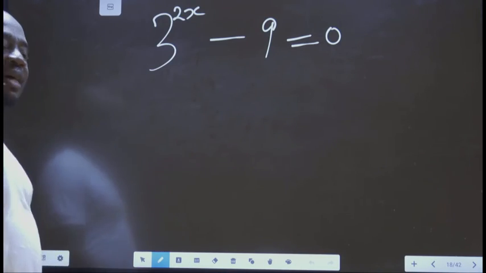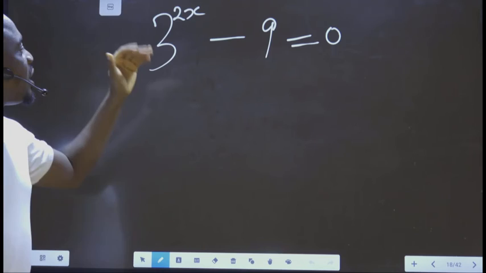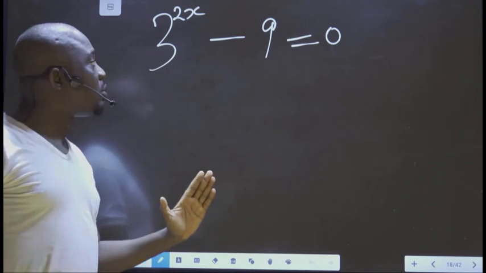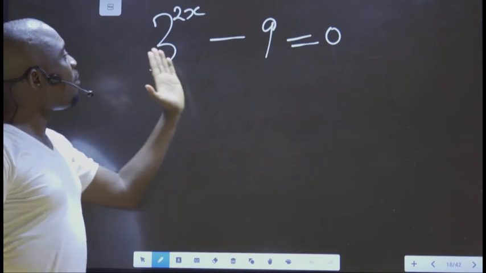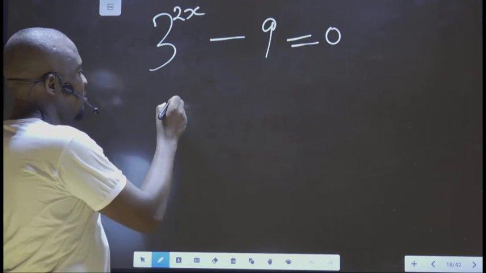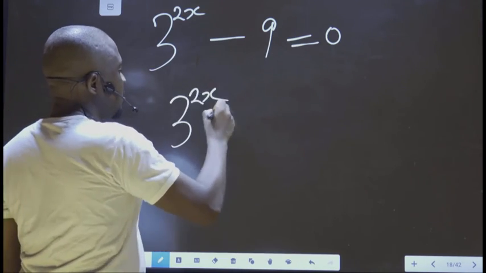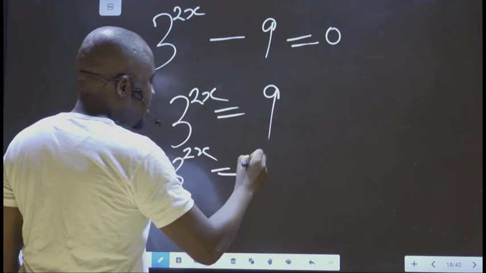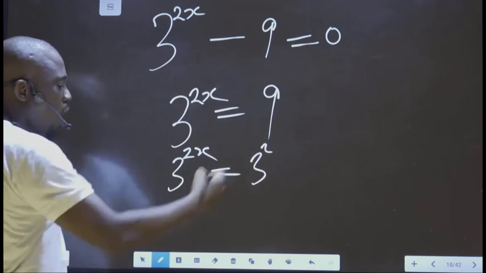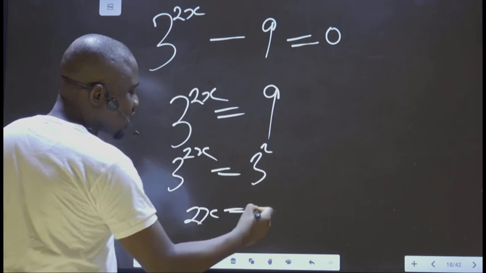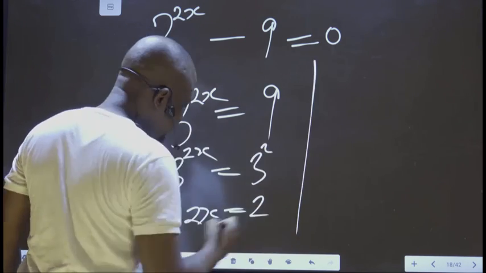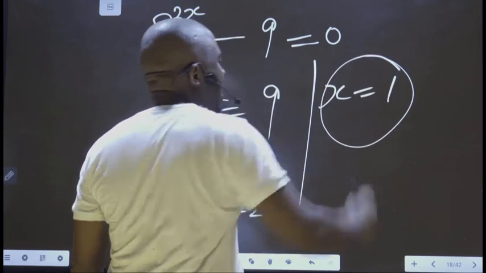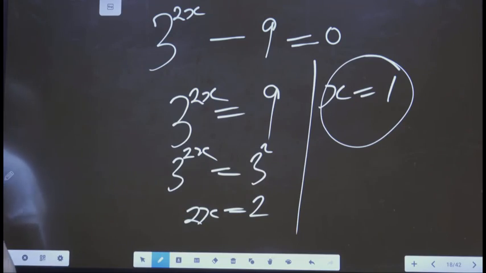Look at this. How do you work on this? 3 raised to power 2x minus 9 equals 0. Here, we can move this to this side first. If you work on the power now, that is 2x equals 2. Therefore, if you divide both sides by 2, we have x is equal to 1. So you can see in this place.